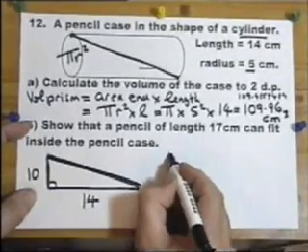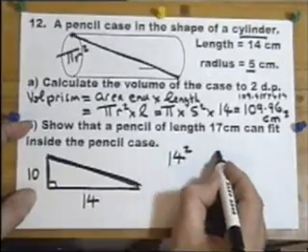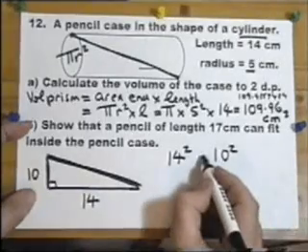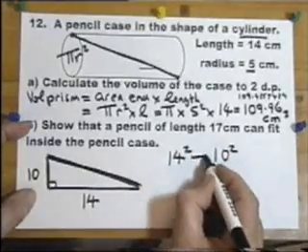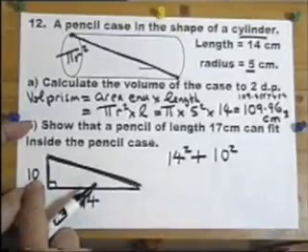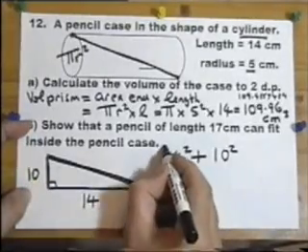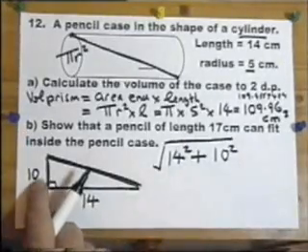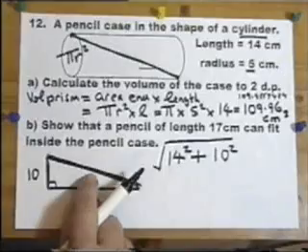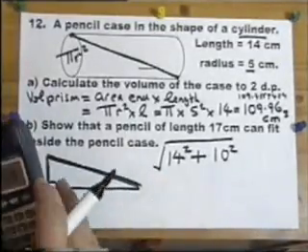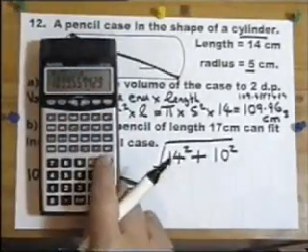Using Pythagoras, we need to square the 2 sides of the right angled triangle. Sometimes we add, sometimes we subtract. If we're trying to find the hypotenuse, that's the longest side, that's when we add. So we do 14 squared plus 10 squared. And after doing that, we square root the answer. That will give you the length of the hypotenuse, and in this case, the longest pencil to fit in.